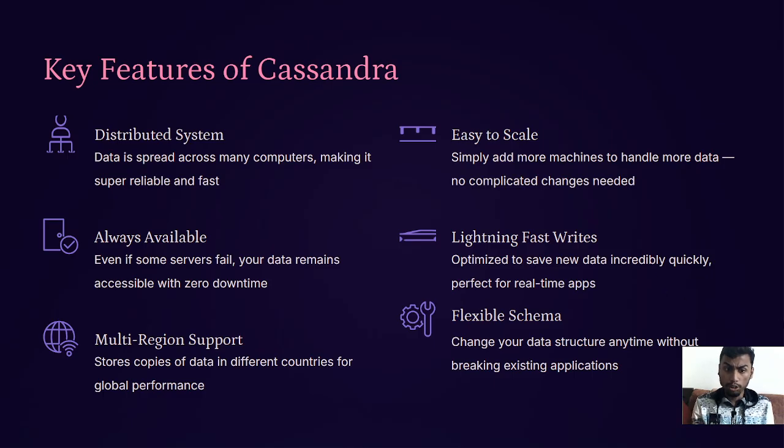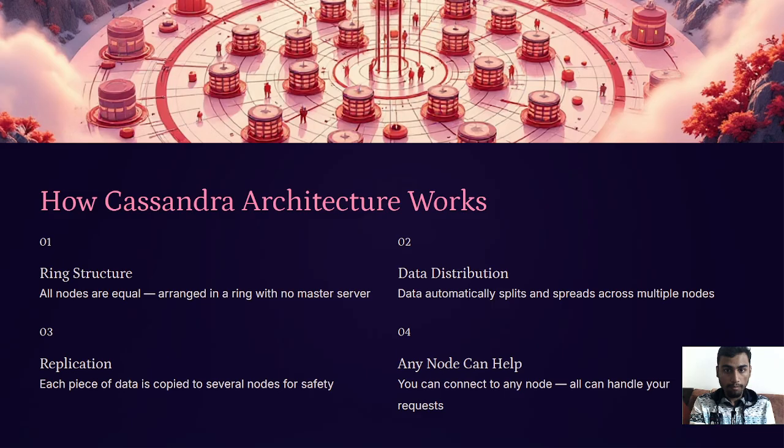Multi-region support: we store copies of data in different countries, like some data in India, some data in Japan, some data in USA, so that the reliability factor becomes very high. Flexible schema: we can change our data structure without breaking the existing application, we can change it frequently, it's very flexible. So how does this architecture work?